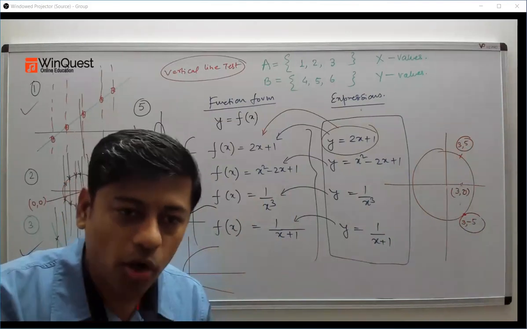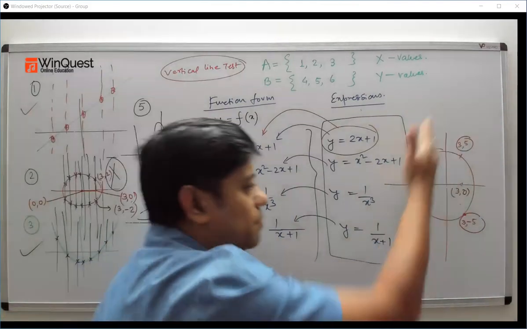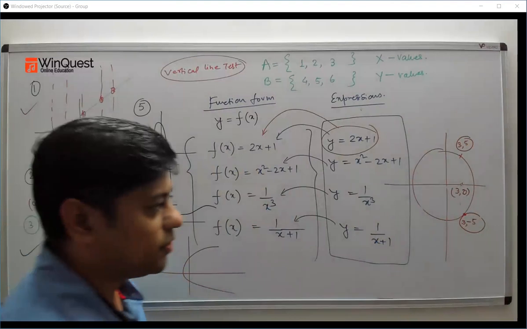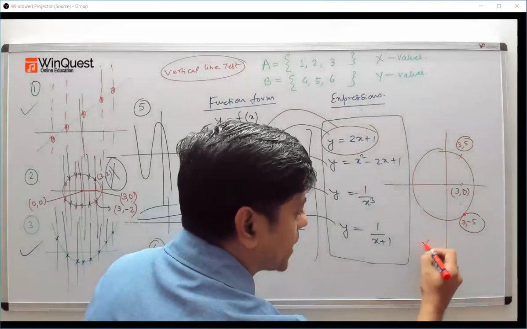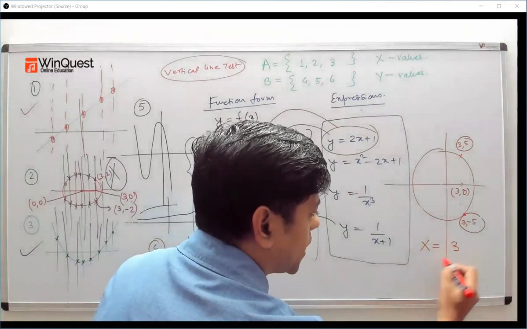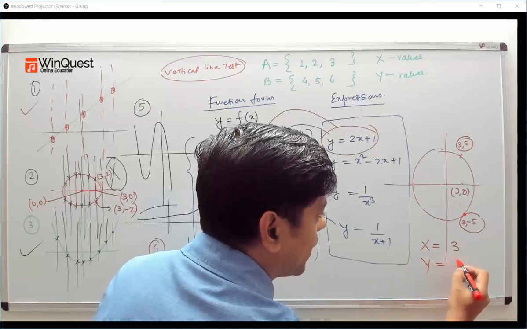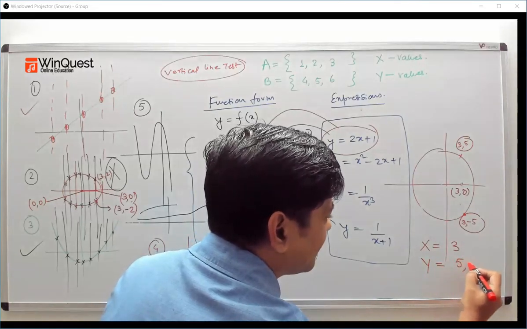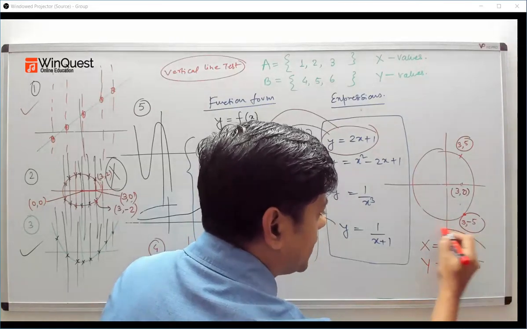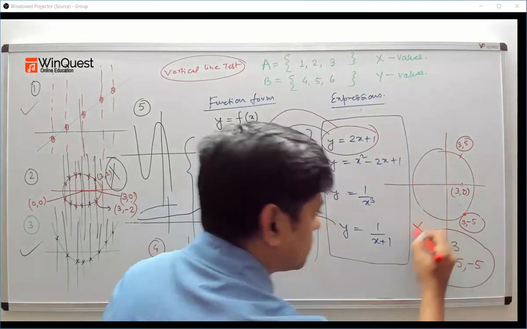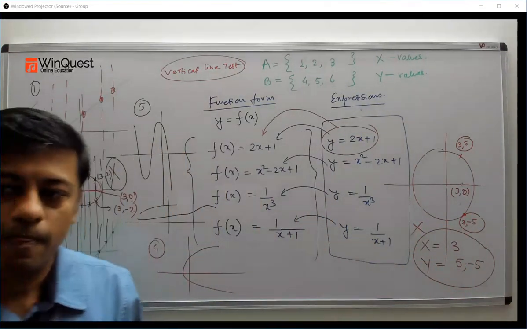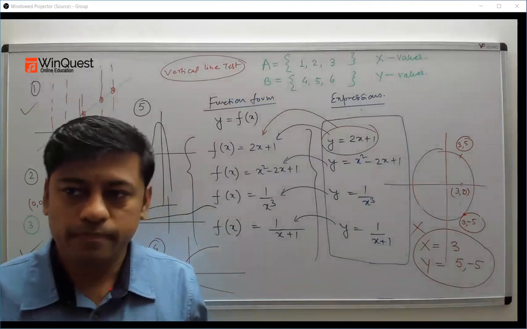So can I also say, when I take these numbers here, for one value of x, which equals 3, if we get two different values of y, then it disqualifies to be a function? Yes, you can say that.